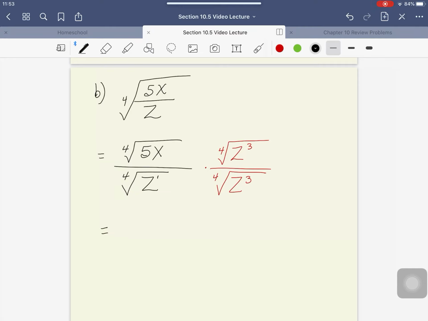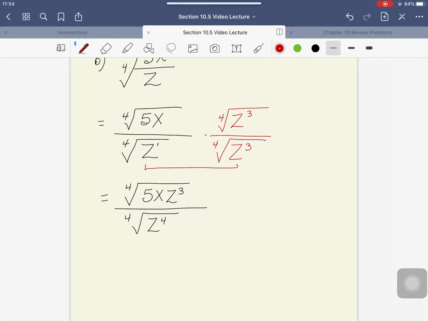All right, so now I have the fourth root of 5x z to the third in the numerator, and the fourth root of z to the fourth in the denominator, because when I multiply these two, that's the fourth root of z to the fourth, which is just z. So the final answer is the fourth root of 5x z cubed over z.